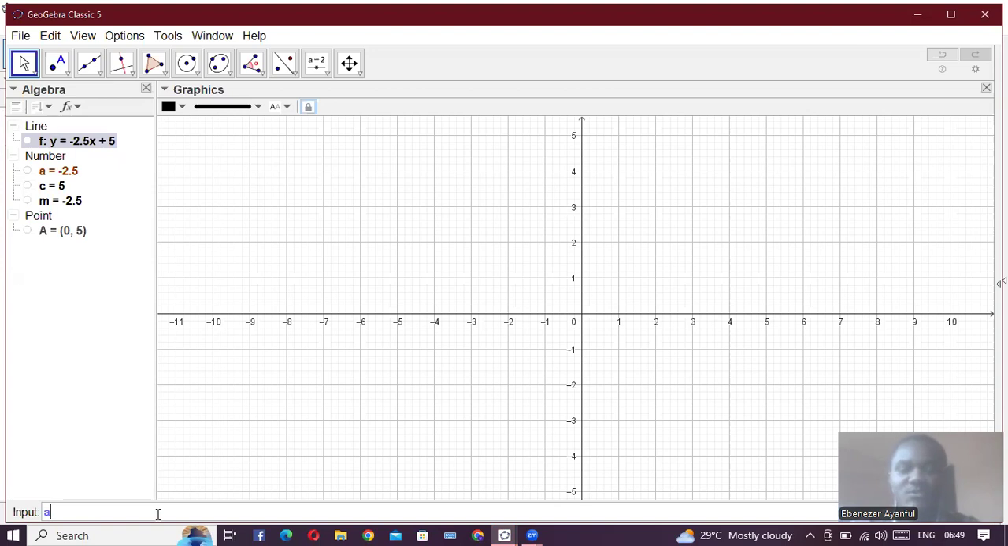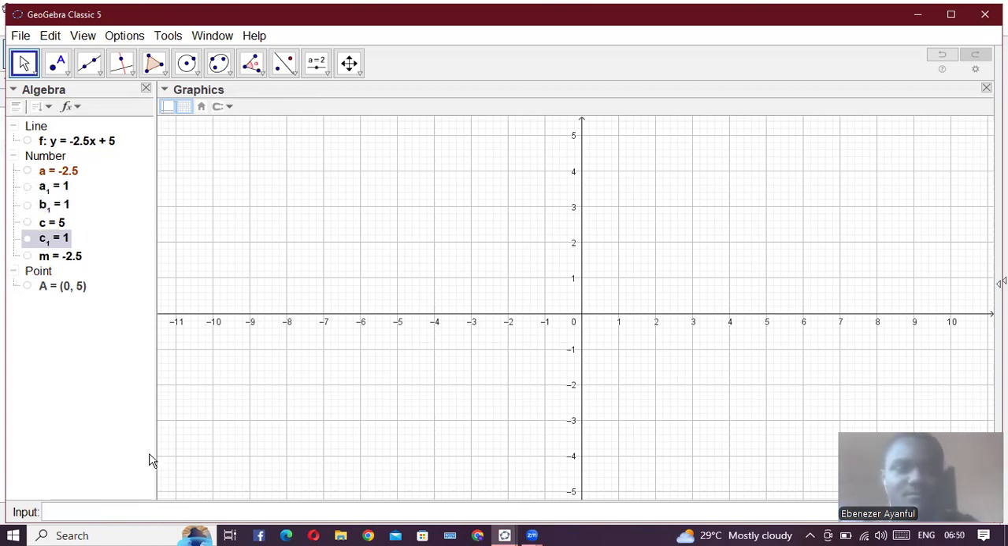So I'm going to create a constant a1, assign 1 to it, then create a constant b1, and assign 1, and then create a c1, and assign 1 to it as well.